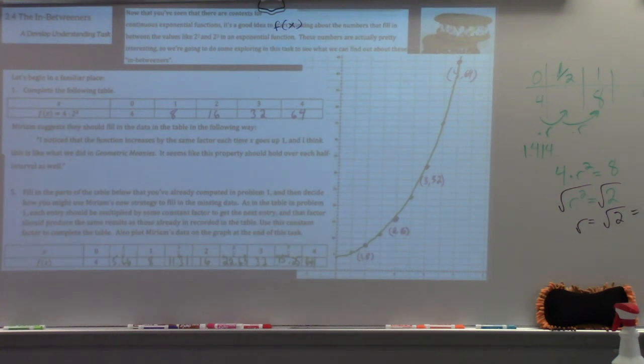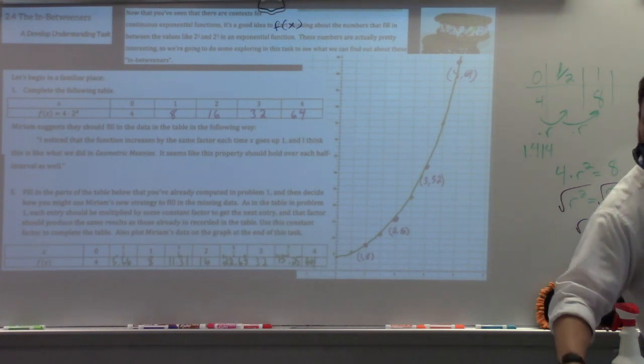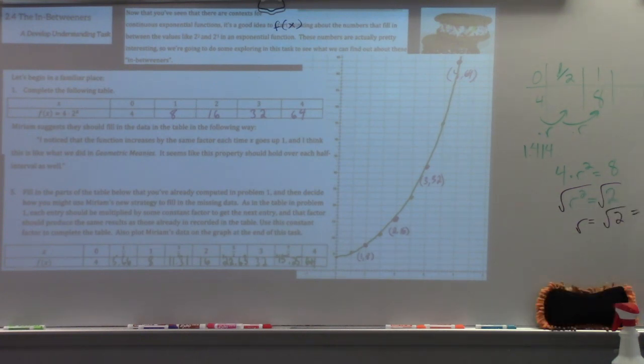Anybody with a calculator? Can you do square root of 2? It helps to have calculators. Caroline, you literally have one on your desk. Gavin, you got one next to you.